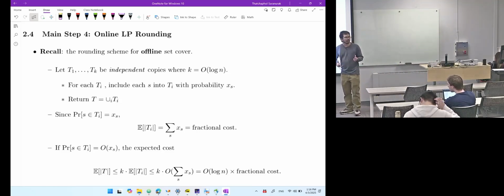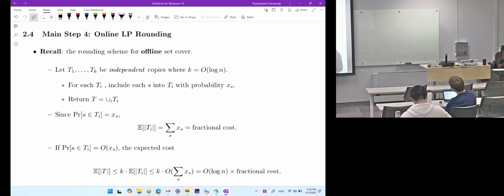Just forget about online for a moment. When we look at the LP rounding algorithm for set cover, what we do is solve the LP optimally, and then we generate sets T1 up to Tk, making log n copies of this. For each Ti, for each set S, we include S into Ti independently with probability xs. And then you return the union of all the Ti. That was our algorithm.